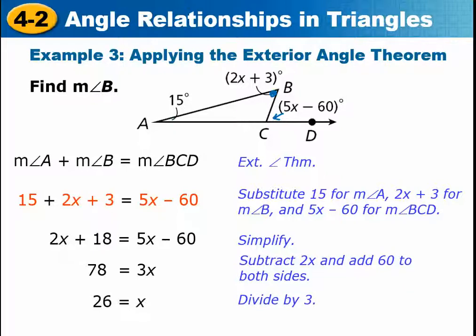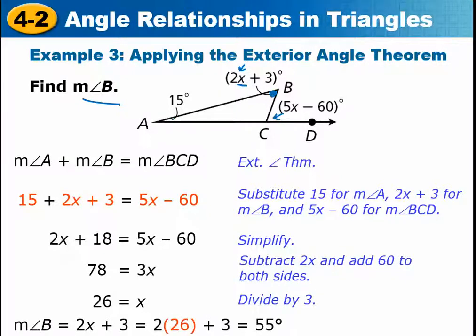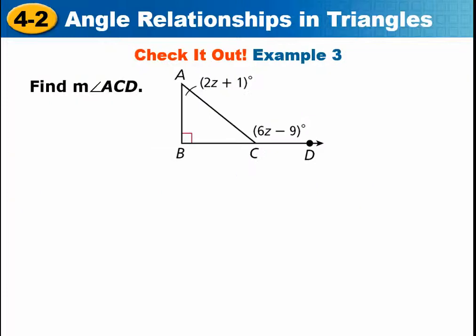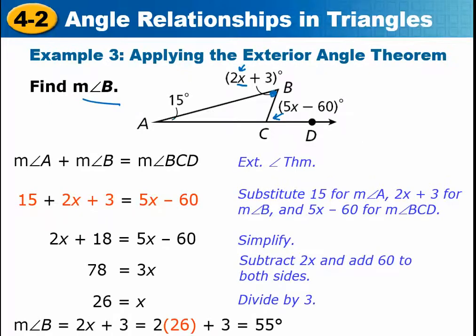Now be careful, because that's not what they ask us to find. They ask us to find the measure of angle B. So if x is 26, you can plug that in for x and take 2 times 26 and then add the 3, and you'll get that the measure of angle B is 55 degrees. So then you answered the question.